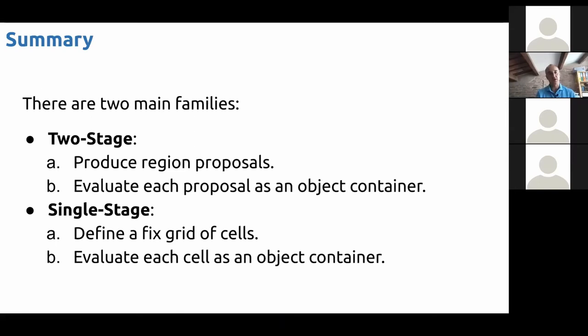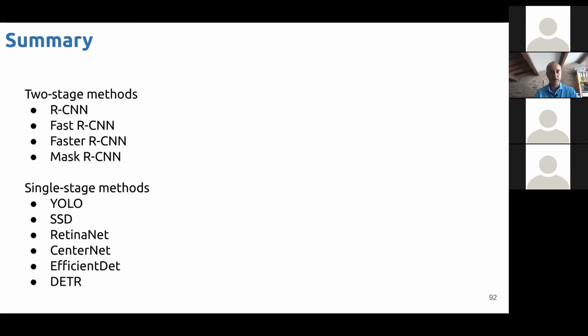Just to finish and sum up, I presented two main families: the two-stage families that first produce region proposals, and then we evaluate each proposal as if it was an object container. And the single stage, where we just have a fixed grid of cells like in YOLO. And then we just consider that each of the cells is a container and try to regress and classify if there was an object in there. Those are some of the methods that you will find.